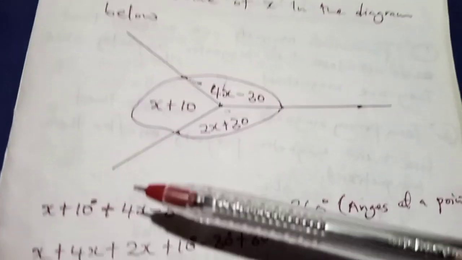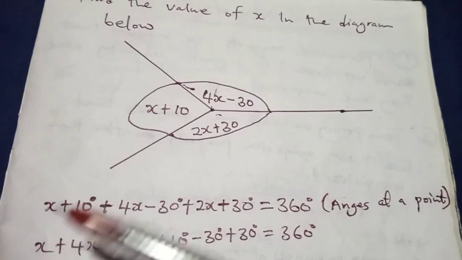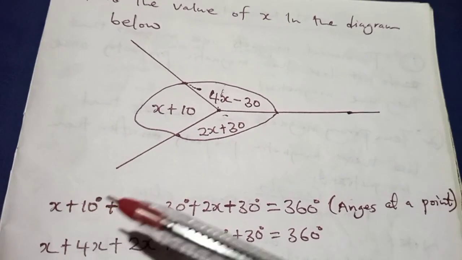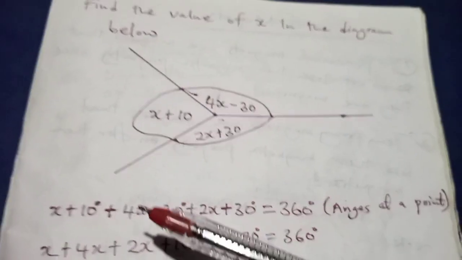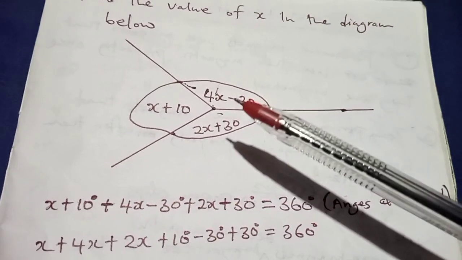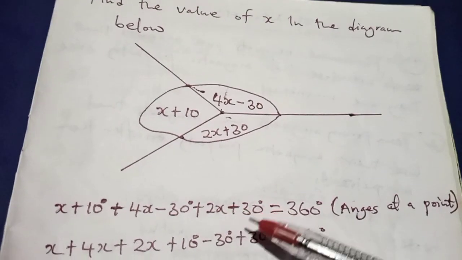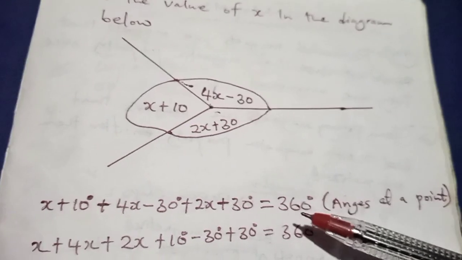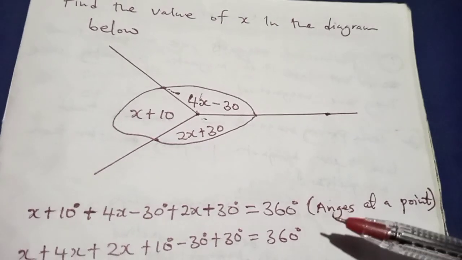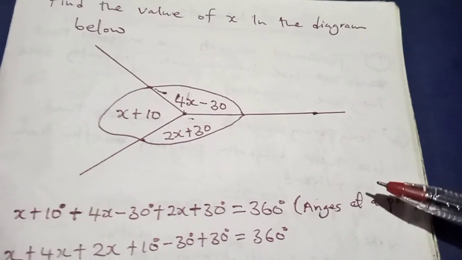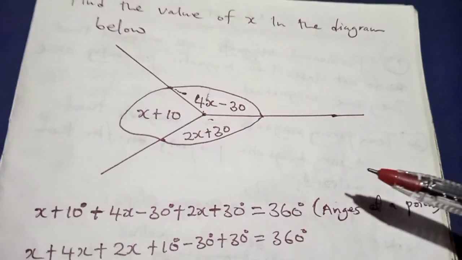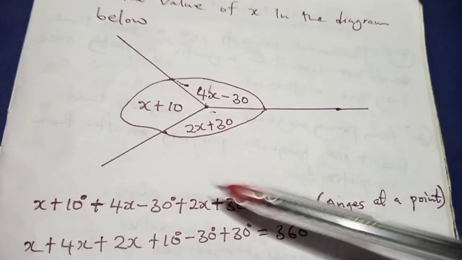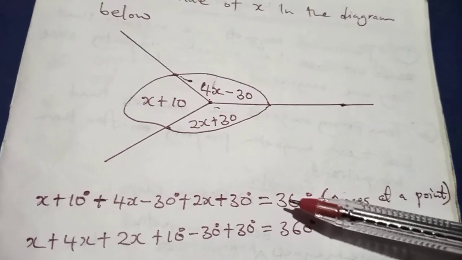Okay, so here when you come to the solution, I have x plus 10 degrees, which is here. Then we have 4x minus 30, which is here. Then we have 2x plus 30 degrees, which is 360 degrees. That is the principle of angle at a point, or sum of angles in a circle. Okay, so when we sum all the angles, you get 360 degrees.